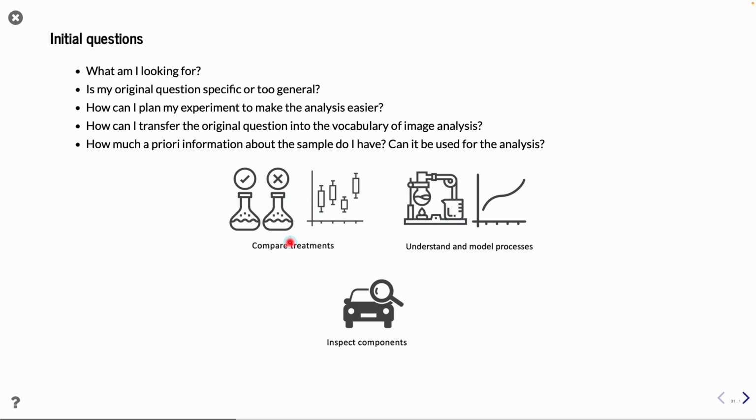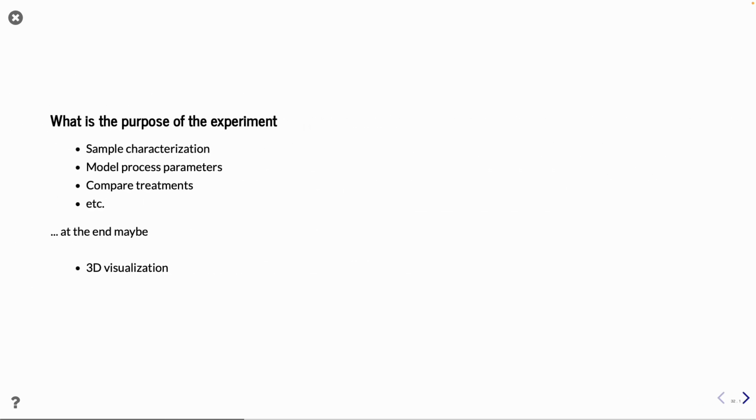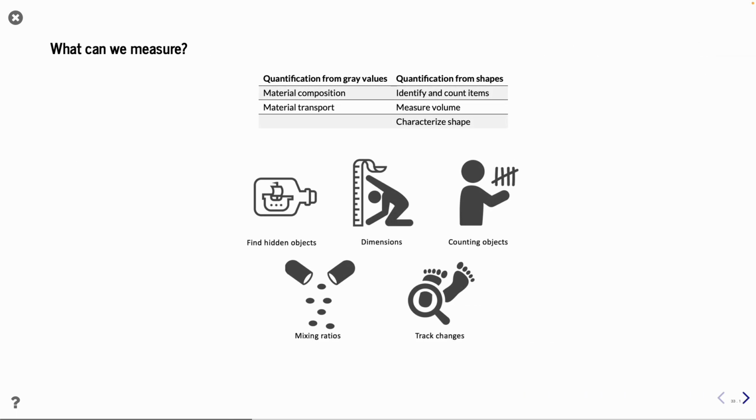So what we want to do is, for example, compare different treatments. We want to understand and model the process. Of course, that can come back to that one. We also want to inspect components, so seeing if there are faults in it, like cracks in a cast, for example. And these are, say, the top level tasks that we want to do.